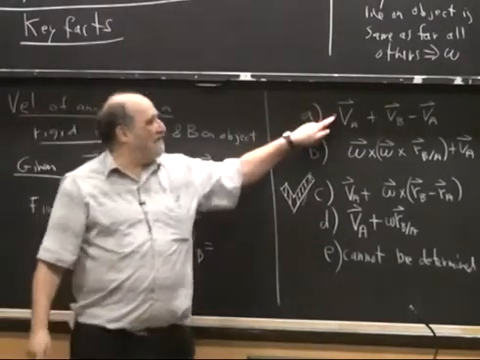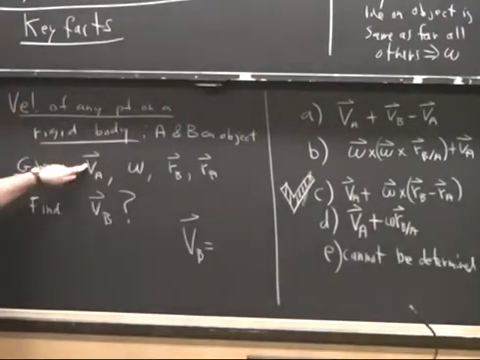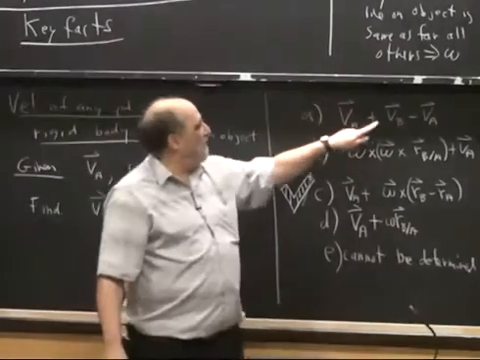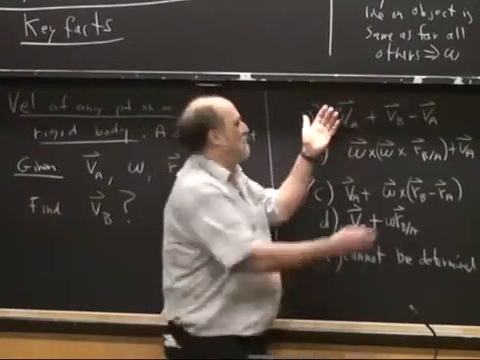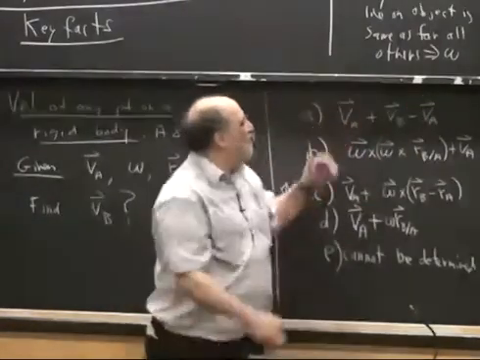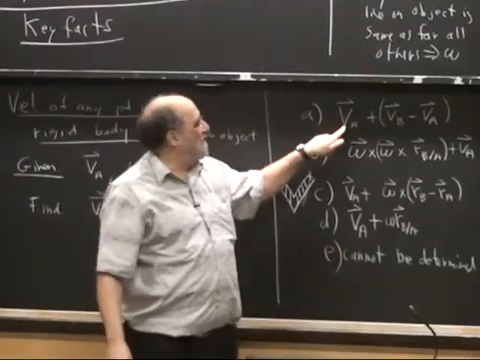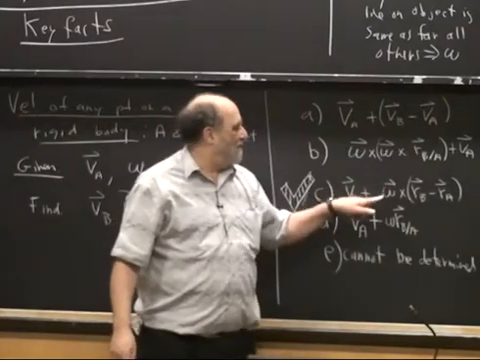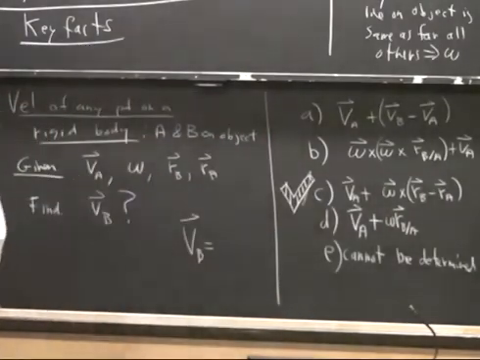So this one, A, is correct, but it's not in terms of the things that are given. It's the answer in terms of the answer. So it's true that VA plus VB minus VA is VB, and it's just mathematically true. You just cancel these two terms. But it's also meaningfully true, and it's how you get to this answer, which is that VB is VA plus the relative velocity, but the relative velocity is omega cross the relative position, so C is the right answer. Any questions about that?